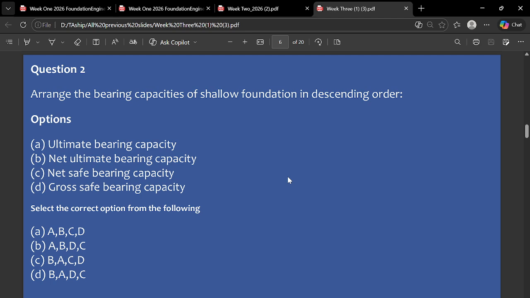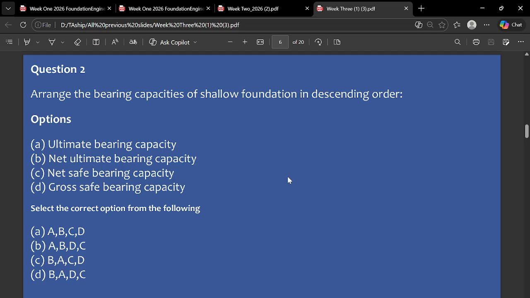Then you have the bearing capacities, which you need to work upon. You have different types of bearing capacity which are used in the design. One is the ultimate bearing capacity, which is the total bearing capacity your soil offers. Then the net ultimate bearing capacity, which accounts for the removal of the capacity offered by the overburden; that you neglect in the net ultimate bearing capacity.